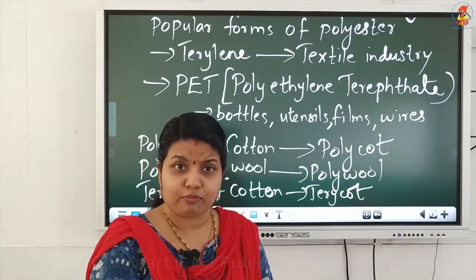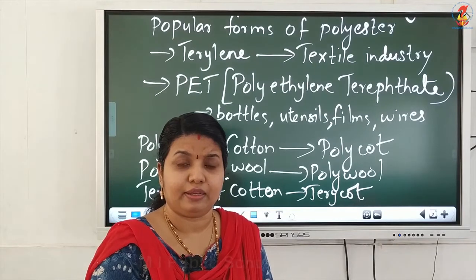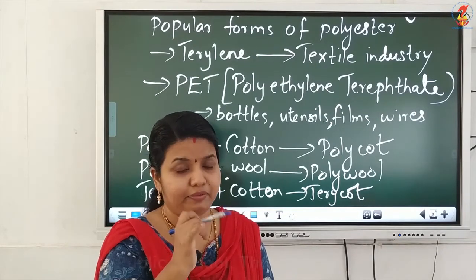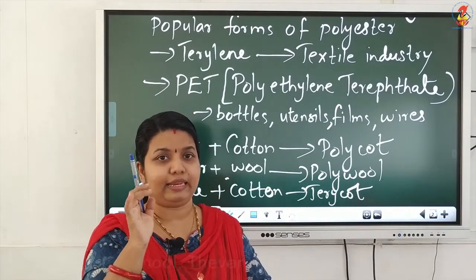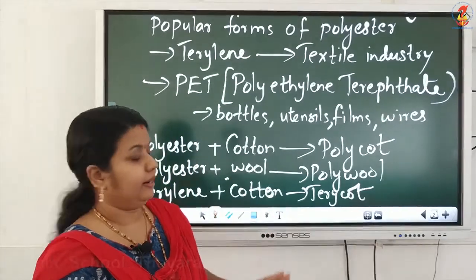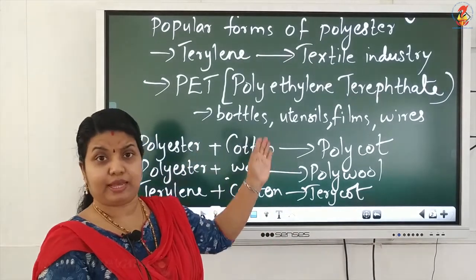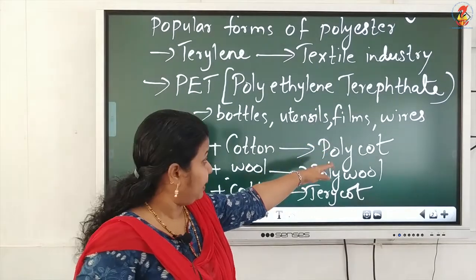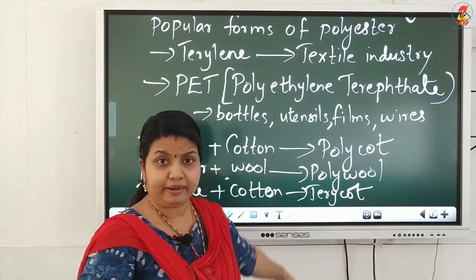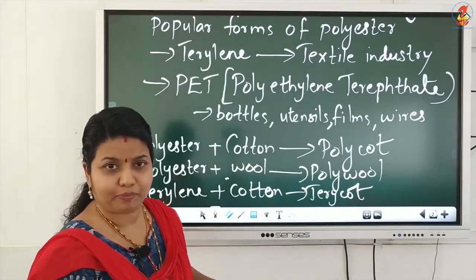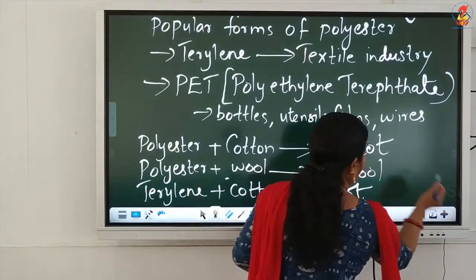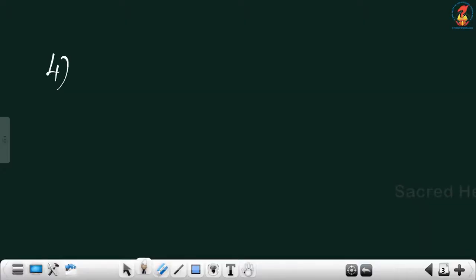Now, two popular forms are terylene and PET. PET is abbreviation of polyethylene terephthalate. Uses of both you have to learn. Then polyester can be mixed with natural fibers to make mixed fabrics like polycoat, polywool and terrycoat. So, that is about polyester. Now, we move on to the fourth type of synthetic fibers.